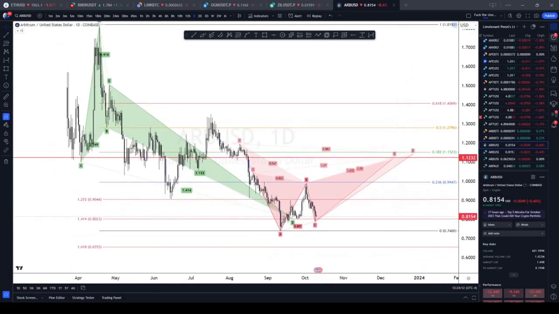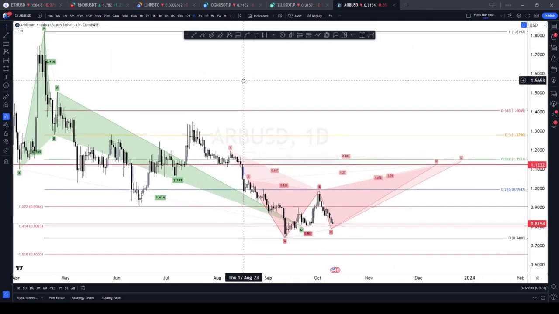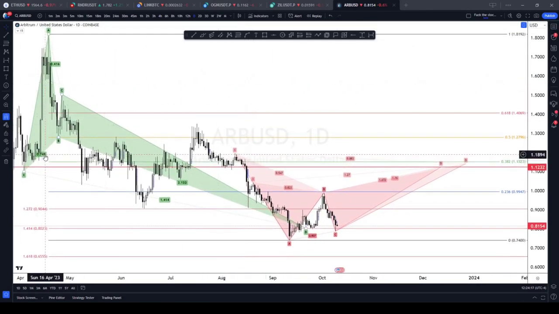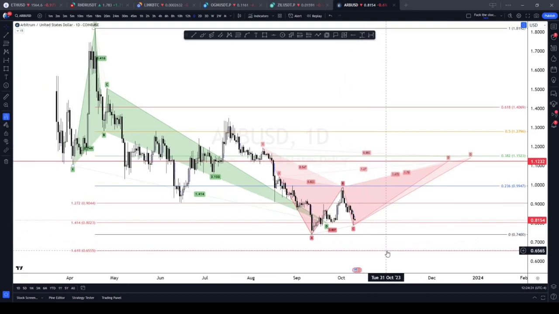Arbitrum on the daily. So we do have a butterfly pattern here, pretty much 0.786 down at your 1.414. We held that here, we came actually down, swept it, and we are holding it again. So I'm trying to see if we get a bounce here. If not, and if we do fall back below this, it's invalid. I'll be looking for lower, around 65 cents potentially in the future if that does happen, but I would like to see it run up first.